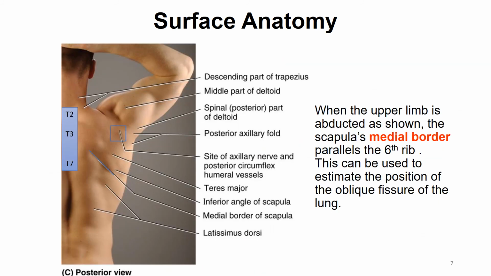When looking on the posterior side, I mentioned earlier that the medial border can be a good landmark, and that's because when the arm is fully abducted, so fully away from the head, shown here as being up on your head by this person demonstrating, you can actually use that medial border to determine where the sixth rib is, and where the sixth rib is will show you where the oblique fissure of the lung is. So it can be pretty important clinically.